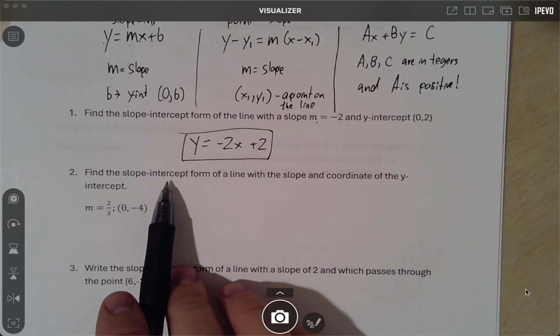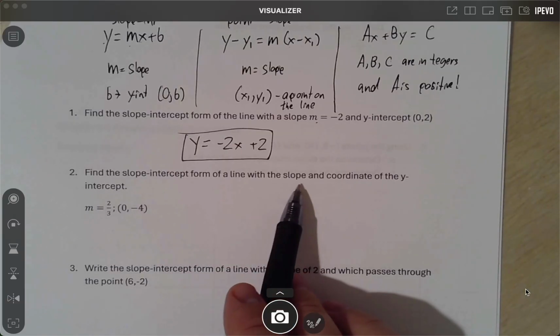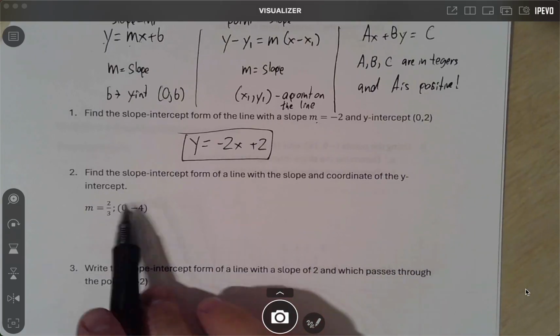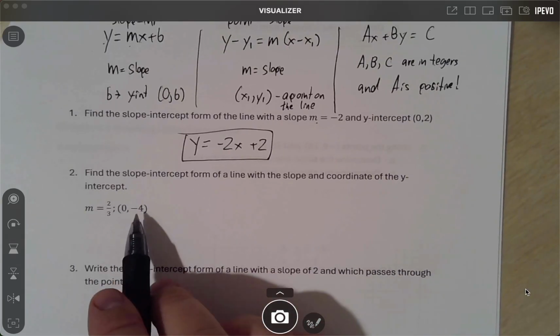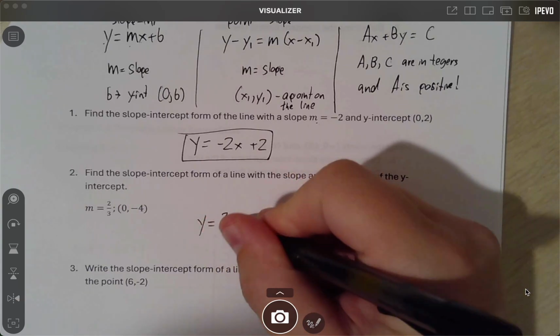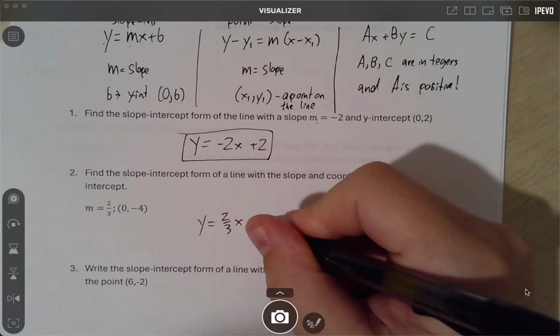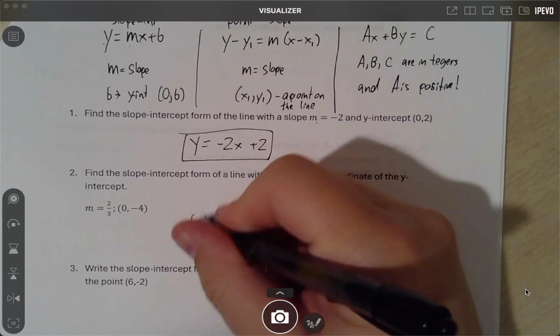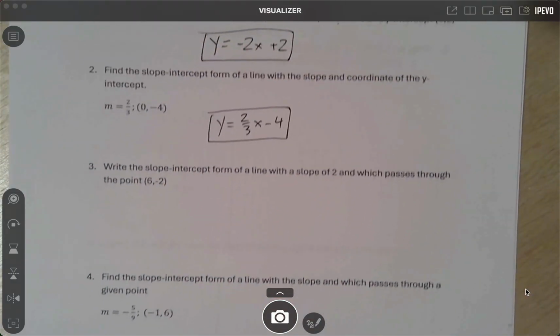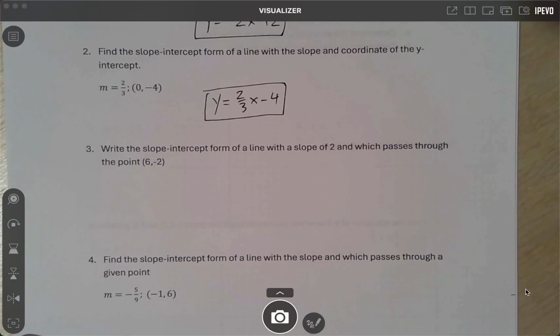Up next, slope-intercept form of a line with the slope and the coordinate of the y-intercept. So different phrasing, same question. So this, again, should be super easy. We just have 2/3 x, and then -4 because it's plus -4, and so we just write that as a negative. Great. Now let's step it up, though.